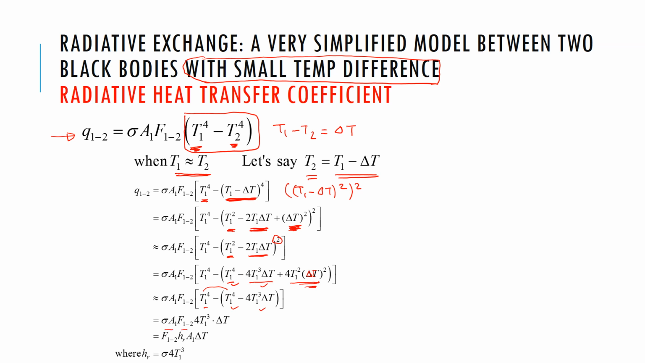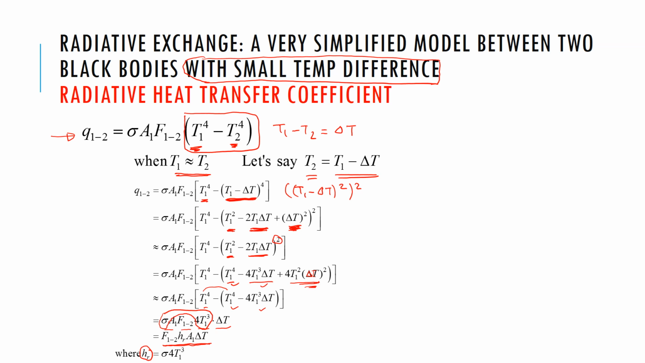sigma A1 F12 4 T1 delta T, and then we combine this sigma times 4 T1 cubed into something called HR. We will explain in a second why we are doing this, but using this definition of HR, we can write the heat transfer to be equal to this.